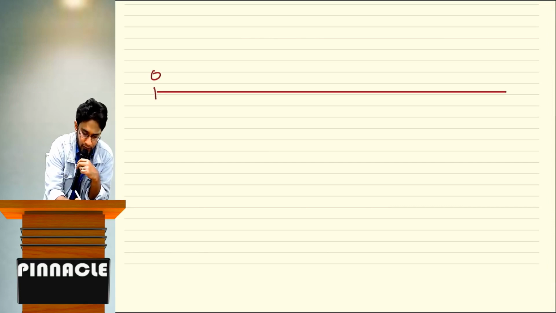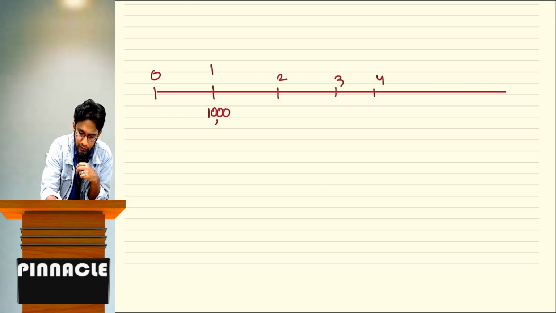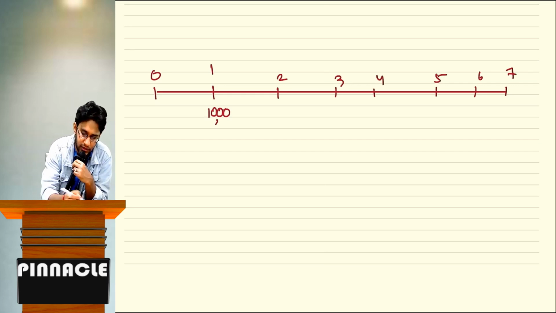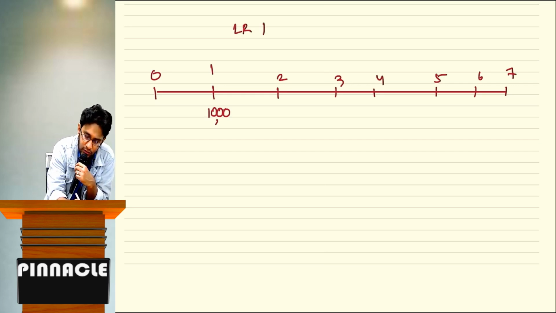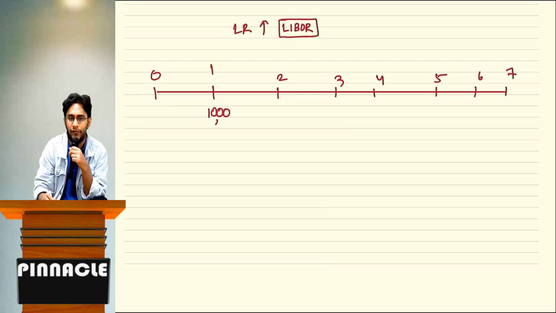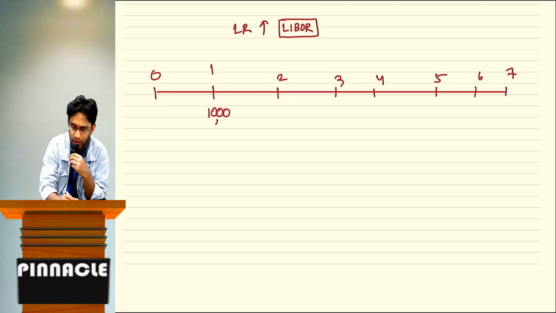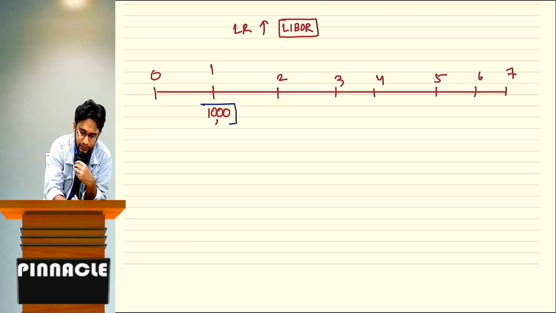This is 0, sir. First year rent is 1000. Second year, third year, fourth year, fifth year, sixth year, 7 years. This is my lease period. Every year, lease rent is going to increase by way of LIBOR, sir. Whatever is the interbank offering rate in the market, I will see. Every year 1000 should be increased by that rate. First year I have to pay 1000. Okay. This is lease payment.